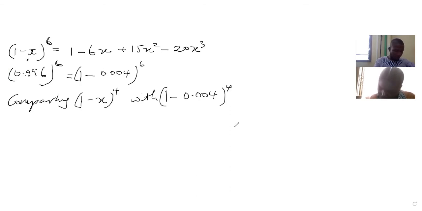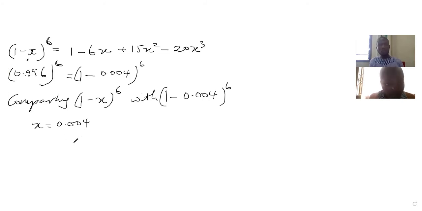Or even better still, the final answers will be the same, because what is in the bracket are the same. It doesn't really matter if we do to the fourth or not. So let's just maintain the 6. This one will be equal to this. Comparing the two of them, x will be equal to 0.004. You agree, right?